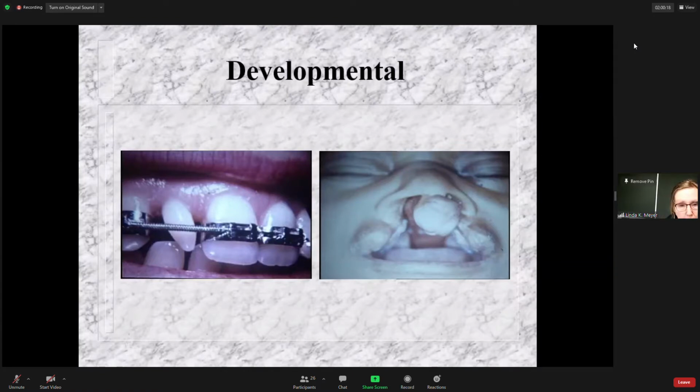So just to emphasize that developmental is related to disturbances in the pattern of human growth. It can occur in the womb prenatally and be present and show up at birth as this severe developmental anomaly. This is a baby who has bilateral cleft lip with cleft palate. Or they can show up more later on in life.